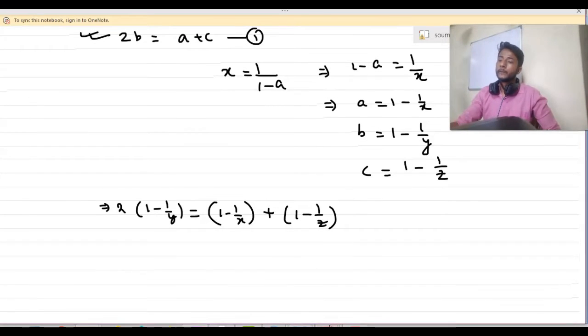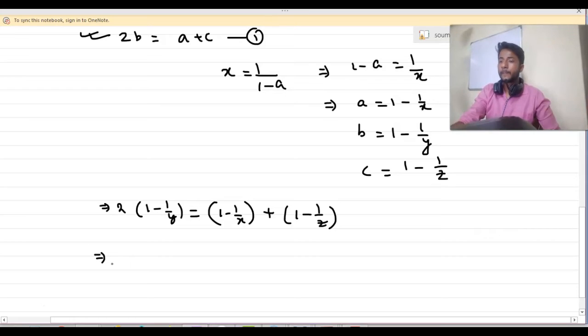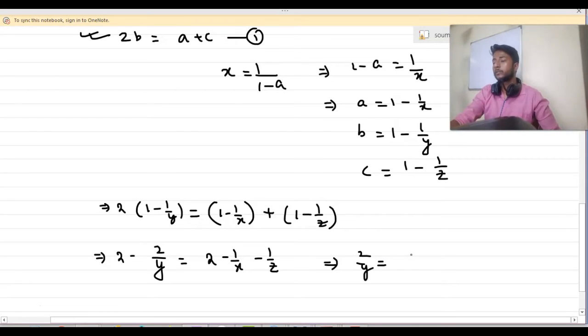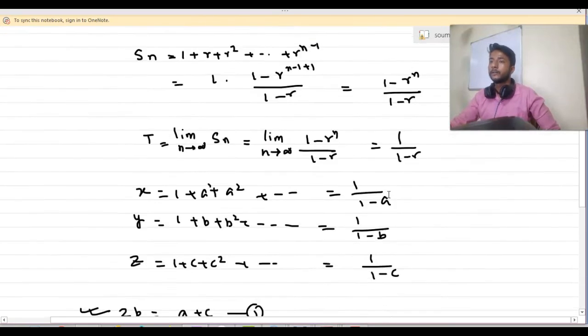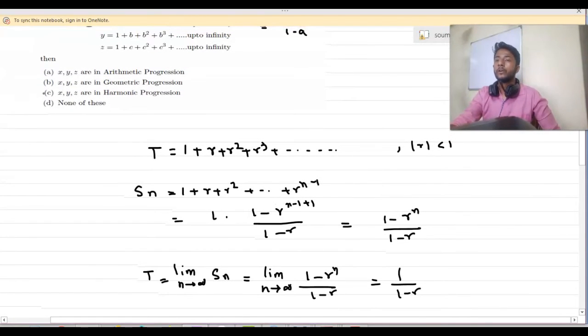So I can write it as 2 minus 2 by y is equal to 2 minus 1 by x minus 1 by z. So this is nothing but 2 by y is equal to 1 by x plus 1 by z. Hence I can say that x, y, z are in harmonic progression. So option C.